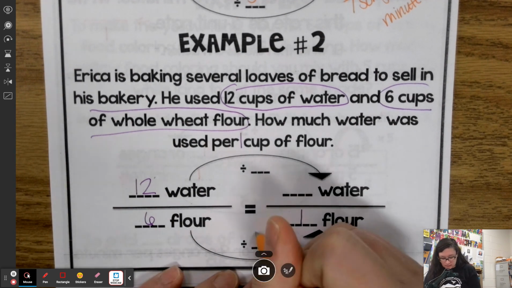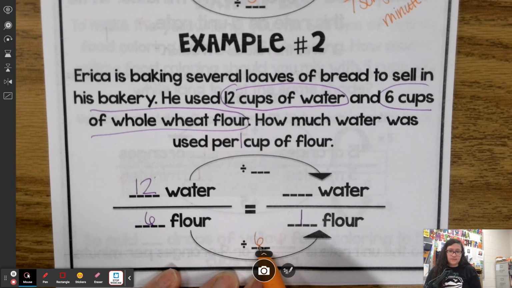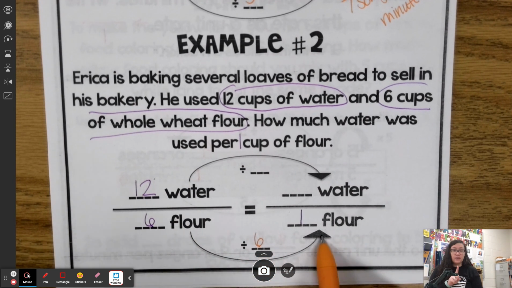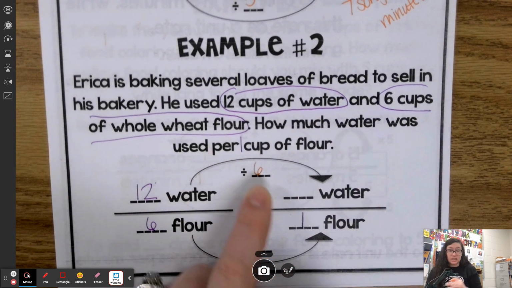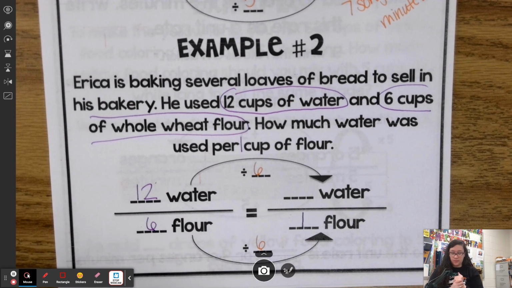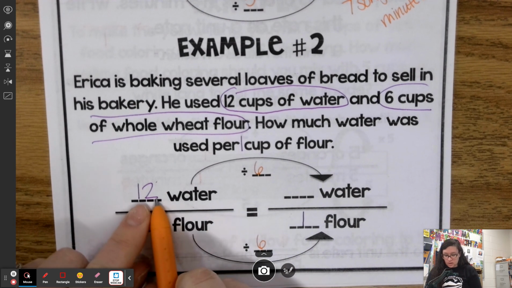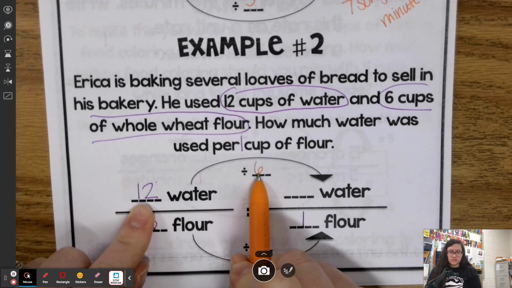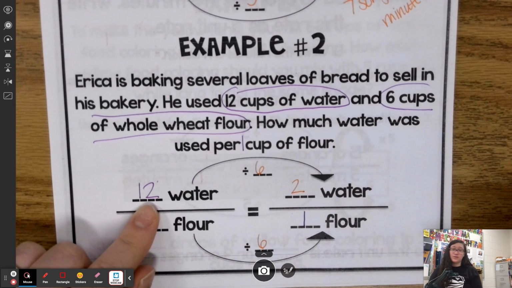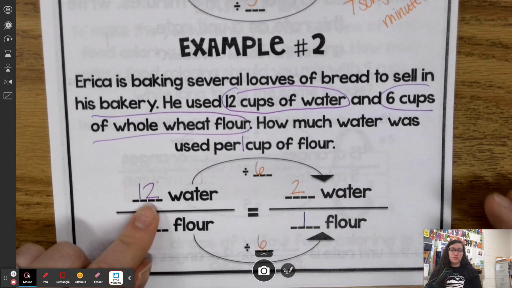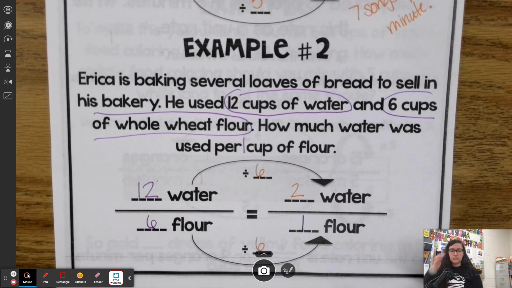Hopefully you said 6. 6 divided by 6 is going to give me that unit rate of 1 cup of flour. What I do to my denominator, I have to do to my numerator to keep it proportional, to keep them equivalent fractions. What's 12 divided by 6? 2. And again, you can use your calculator. There's no shame in the calculator game. You do get that for this unit.